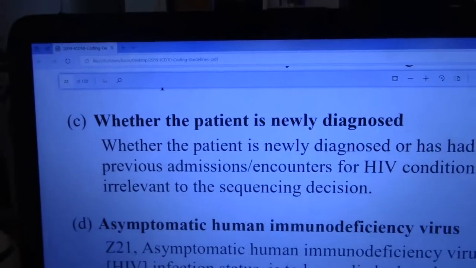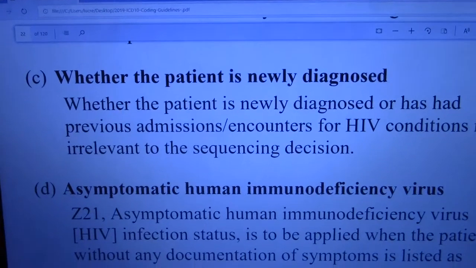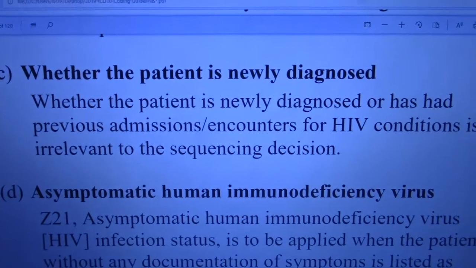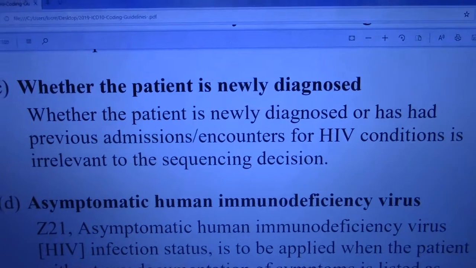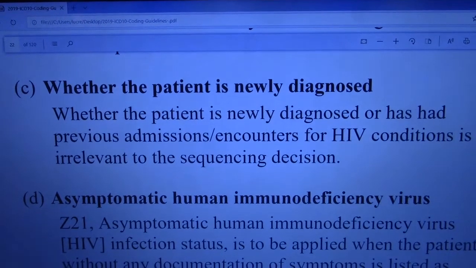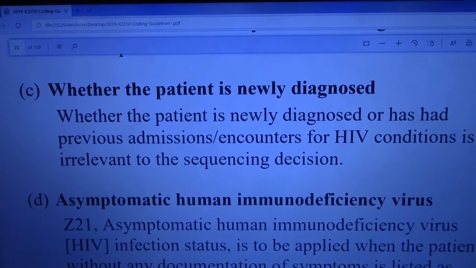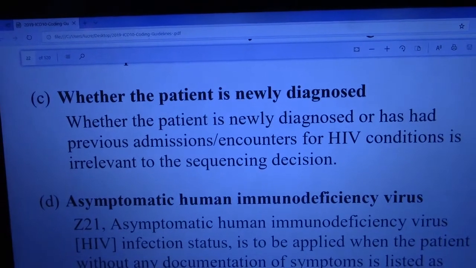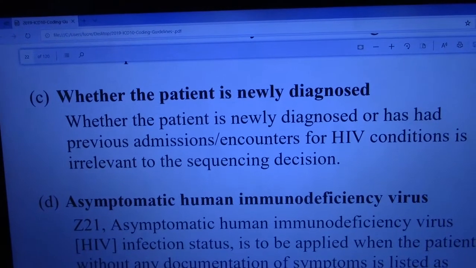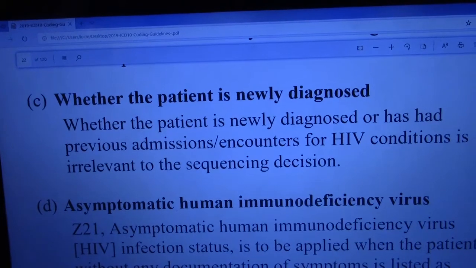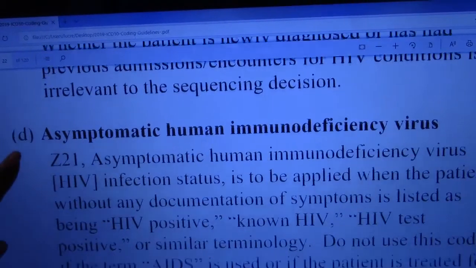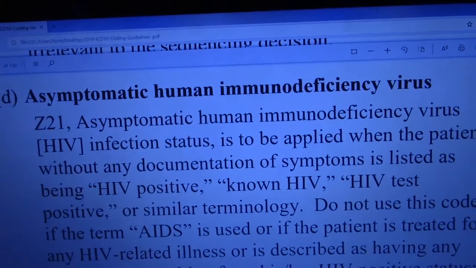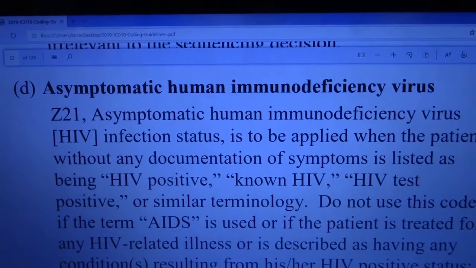The guideline states, we're down to Chapter 1, C. C says, whether the patient is newly diagnosed. Whether the patient is newly diagnosed or has had previous admissions or encounters for HIV conditions is irrelevant to the sequencing decision. Notice that it says it is irrelevant. D, asymptomatic. Asymptomatic means without symptoms.